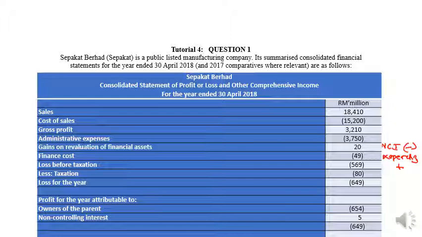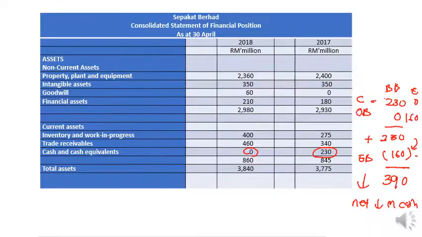Okay, that one is related with the statement of comprehensive income. So we refer back to this slide here. The items that you need to focus on here are the cash and cash equivalents. The cash that you have here is 0 for the ending balance, and the beginning balance is 230. If you look at this company, you have both cash and also bank overdraft.